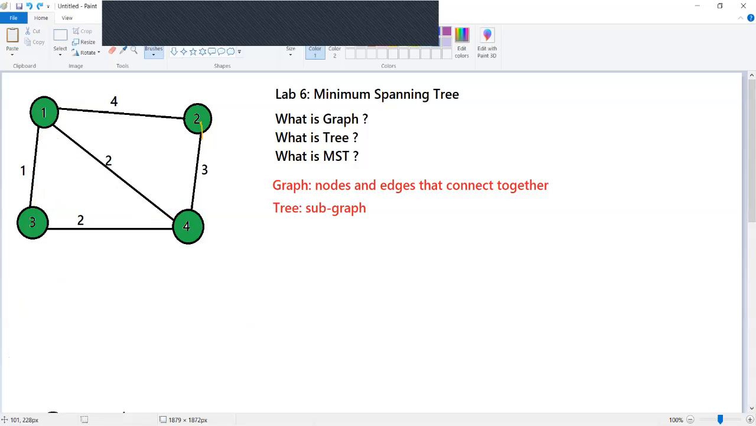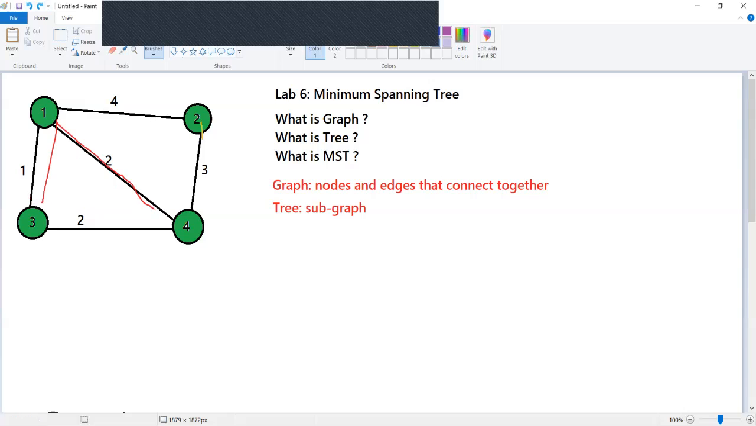But what happens if you have a tree like this? See, you go from city 1 to city 4, and from city 4 you go to 3, and from 3 you go back to 1. You see, it forms a cycle. So this is not satisfied either. So one requirement of a minimum spanning tree is that it should not form a cycle. Therefore, this thing right here will not be a candidate.